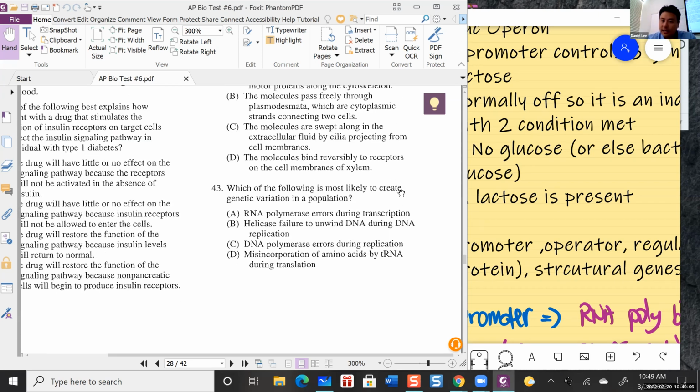43. Which of the following is likely to create genetic variation? We know genetic variation comes from crossing over, independent assortment, right? Mutation. So which one is that? It will be D. DNA polymerase makes errors, right? They do. So that will create genetic variation, yeah? We never talk about RNA polymerase errors, okay? Because that will not change the DNA, all right?